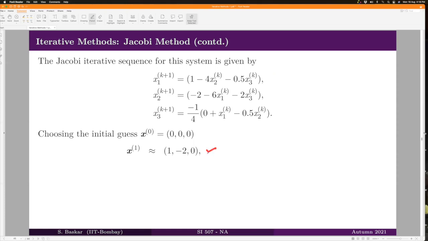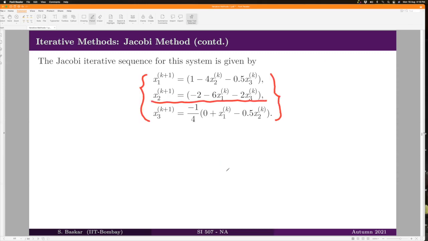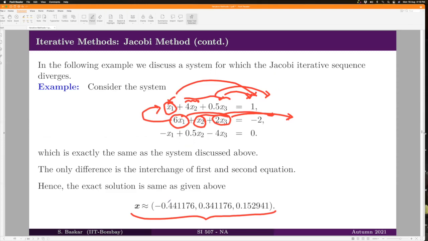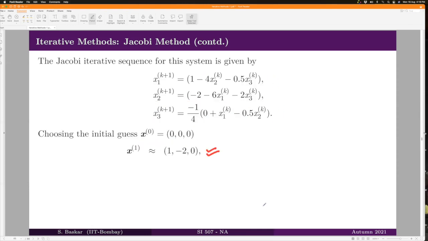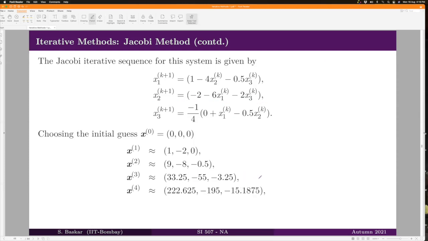The first term in the sequence looks like this. The second term is like this. Just go back and recall what the solution is. The solution is minus 0.44, 0.34 and 0.15 up to 2 decimal digits. Now you have x3 like this. You can see that you are going away from your solution, right? The fourth term is like that, the fifth term is like that, and so on. So you clearly see that up to at least the fifth term, you are pretty far away from the solution.